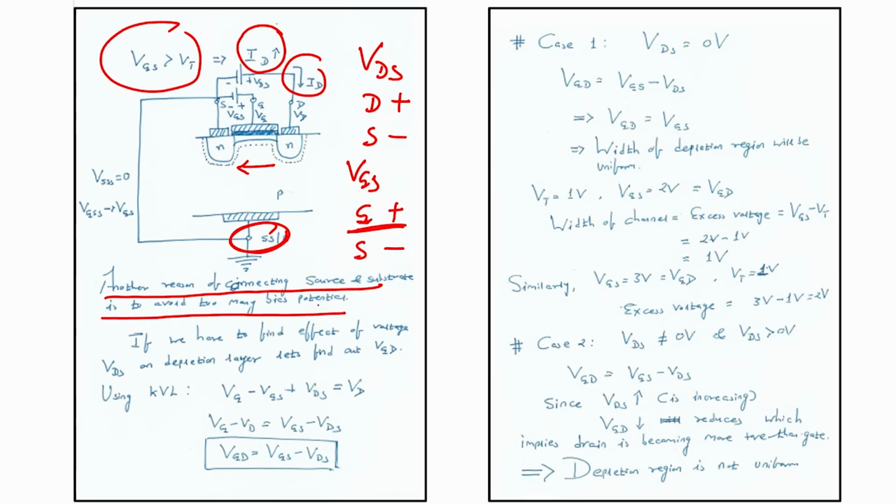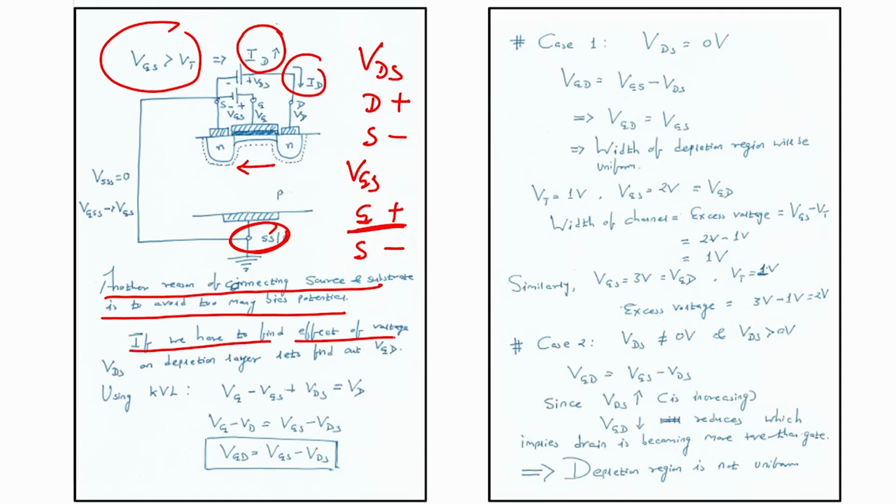If I do not connect the source and substrate internally, I have to apply a bias potential. To avoid this, I am internally connecting the source and substrate. You can see that in an IC, the source and substrate are internally connected to avoid too many bias potentials.